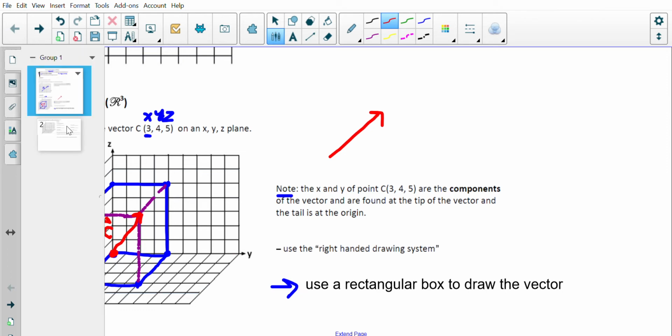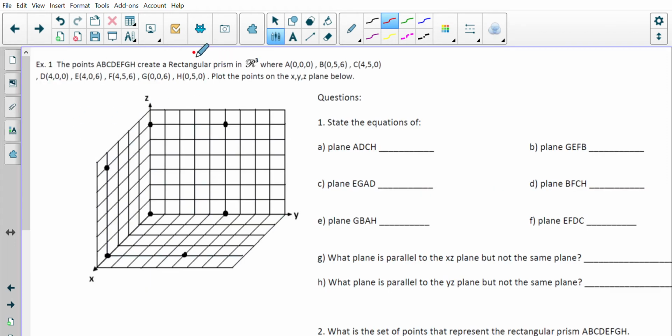All right, now, speaking of rectangular boxes, it says the points A, B, C, D, E, F, G, H create a rectangular prism in R3, which again is three-dimensional space. And here's the coordinates of all our points. And it says plot the points on the XYZ grid below. All right, so we got point A, which is 0, 0, 0. Well, that's the easy one. That's right here. So I'll put point A right there.